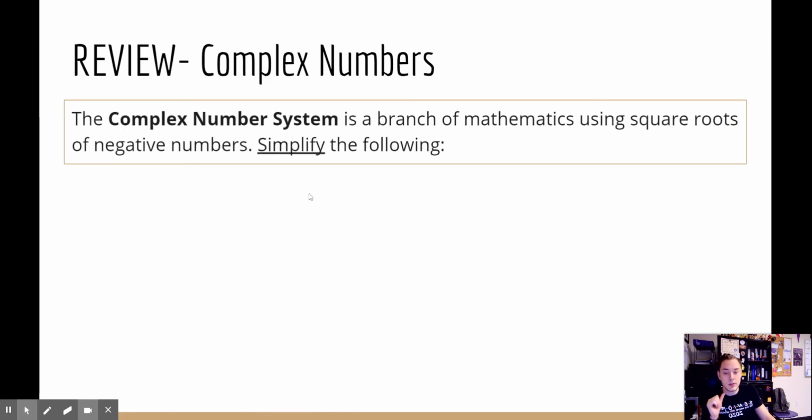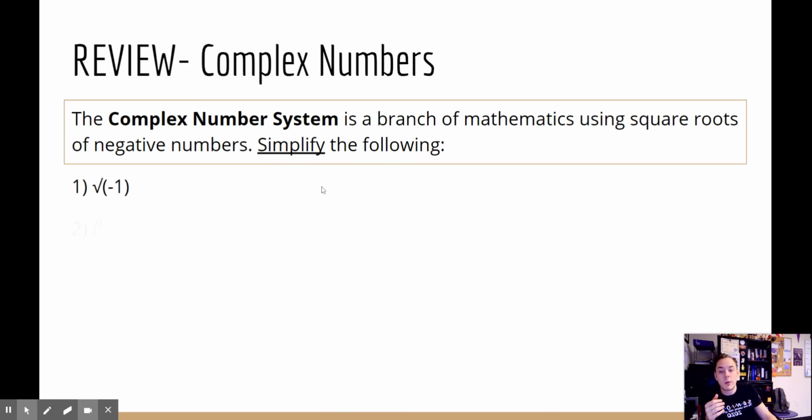Review complex numbers. So remember, complex numbers is a branch of mathematics using square roots of negative numbers. It was invented a couple hundred years ago, primarily by Euler. He was not the only inventor, but he was one of the big proponents of the imaginary number. He basically invented it so that he could start analyzing what he called the complex numbers, with square roots of negative numbers.